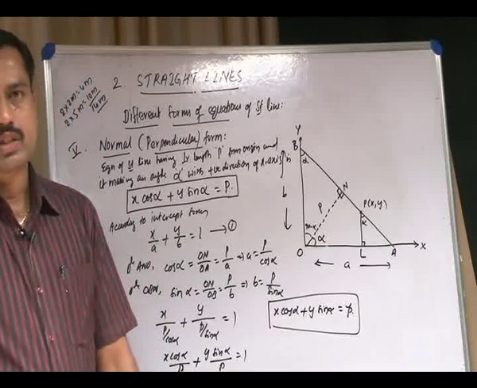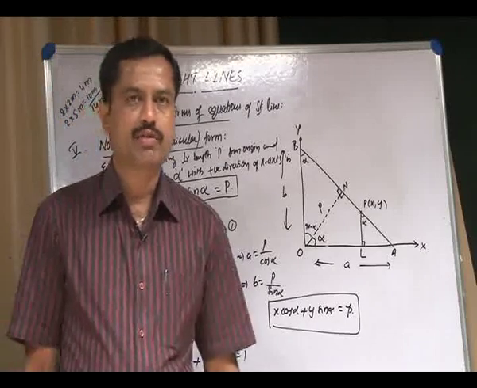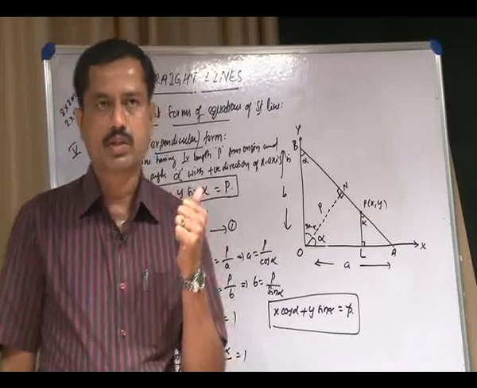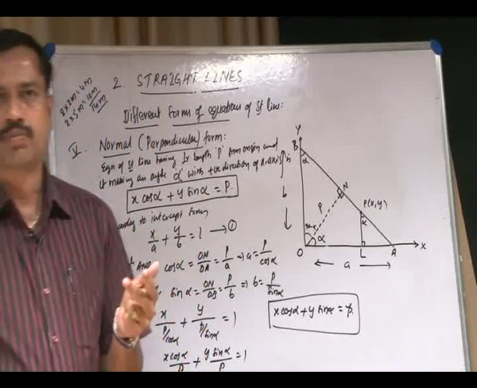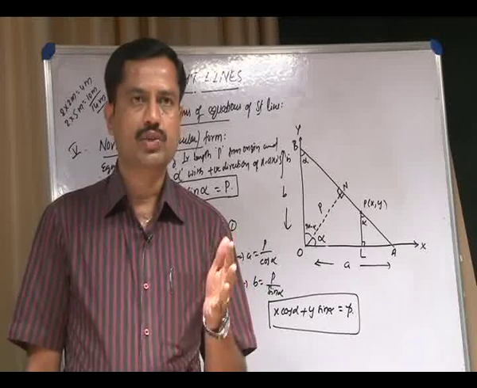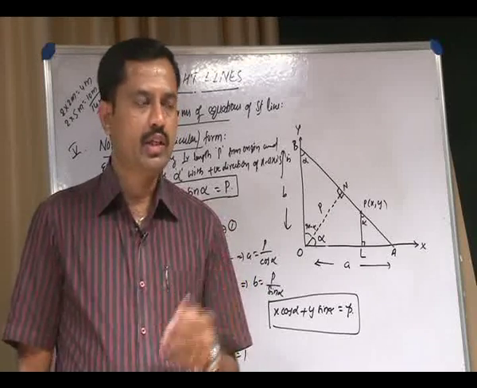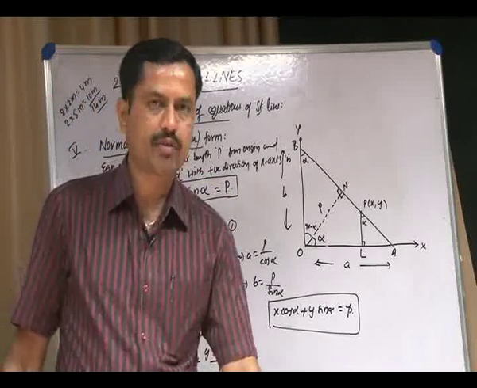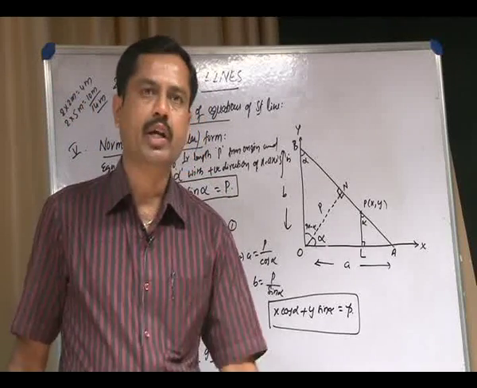Today we have discussed different forms of equations of a straight line, a total of 5 forms. One is the slope intercept form, second is the slope point form, third is the two point form, fourth is the intercept form, and last is the normal form. In the next class we are going to solve some problems on these different forms of equations of a straight line.